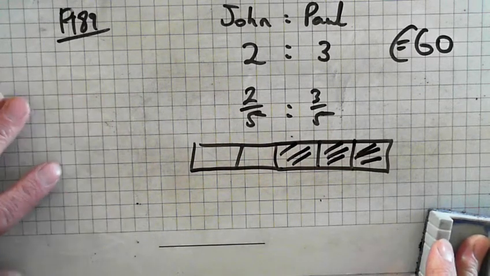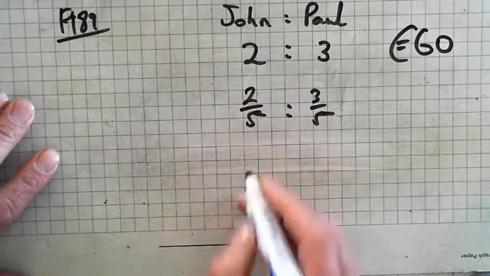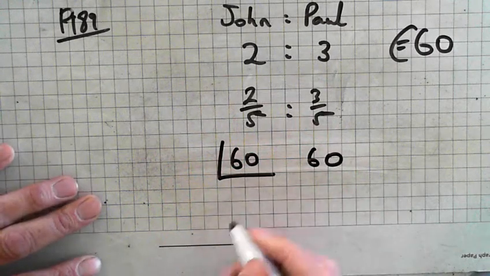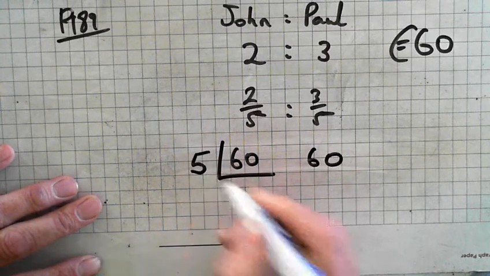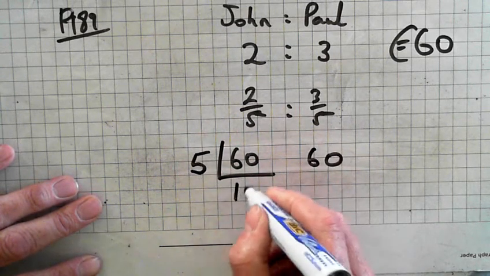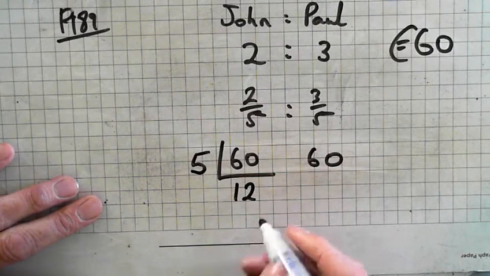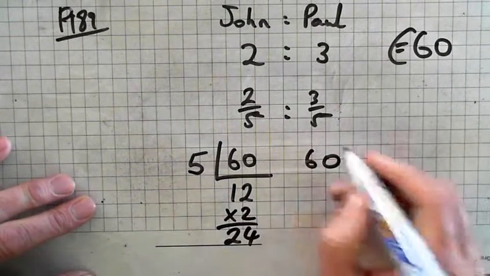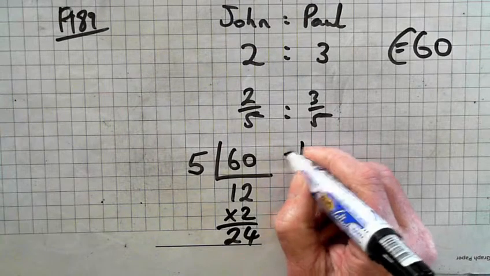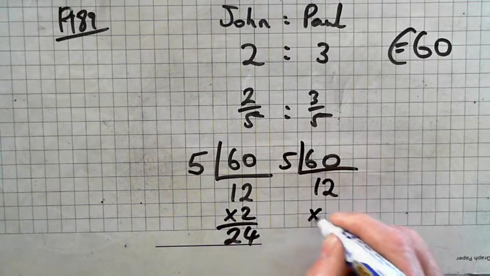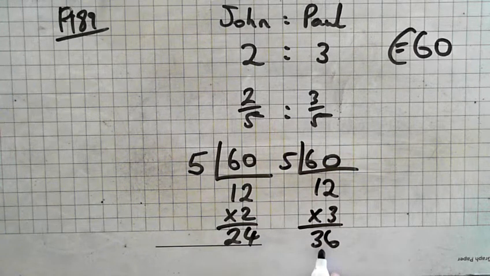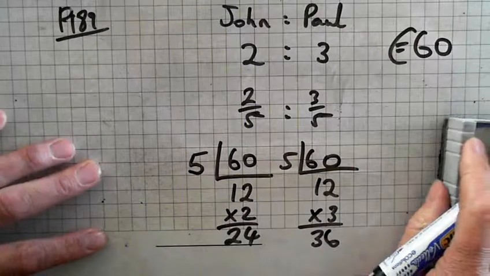So how do we figure out 2/5 and 3/5? How do you get 1/5 of 60? Divide by 5. You get 12. How do you get double that? 2/5. 24. John gets 24. And Paul gets 36. Both of those should add up to 60, do they? Yeah. They do. Okay. Alright, so that's how you do those.